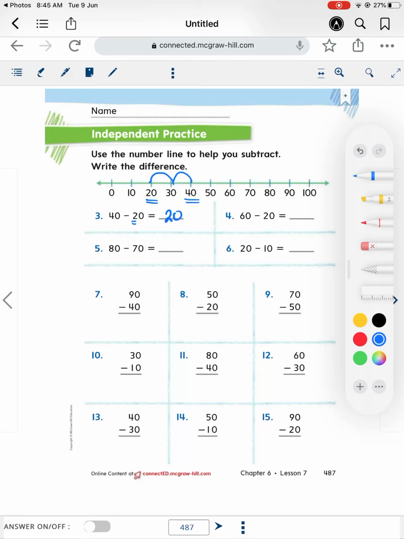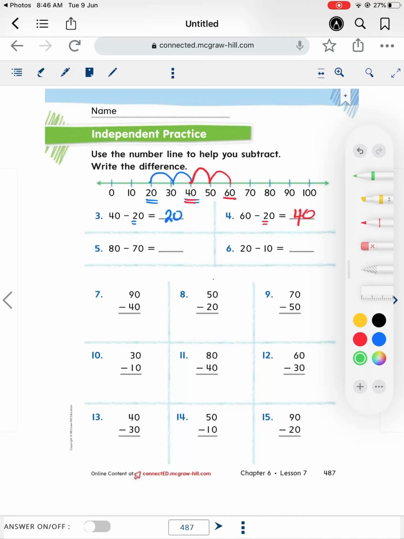Question number 4 is 60 minus 20. So 60, where is my 60? There's 60. How many jumps? 2 jumps. So let's jump back, 1, 2 jumps. What is the answer? 40. That's good.